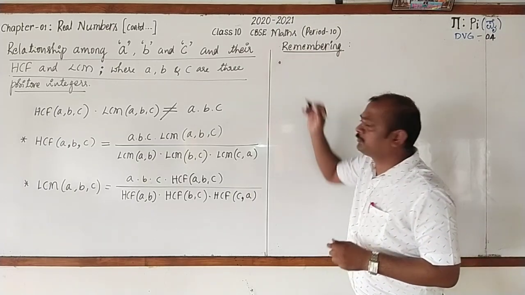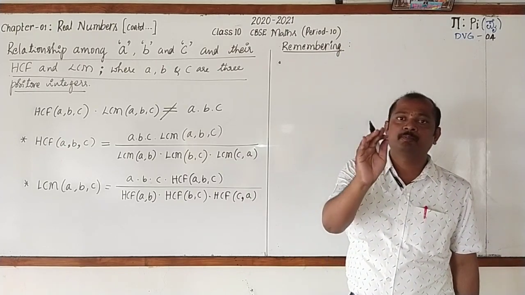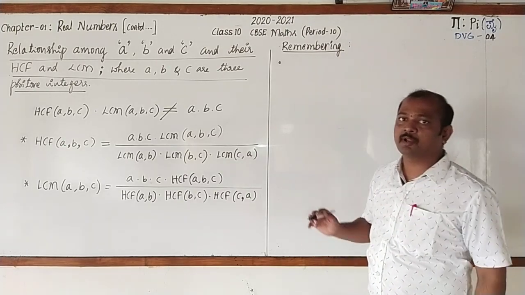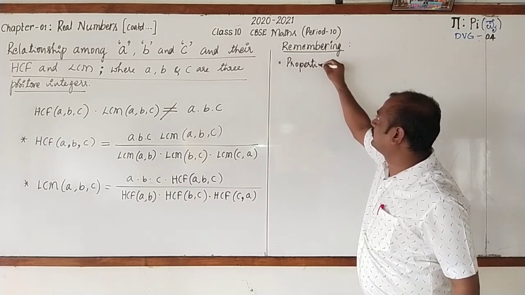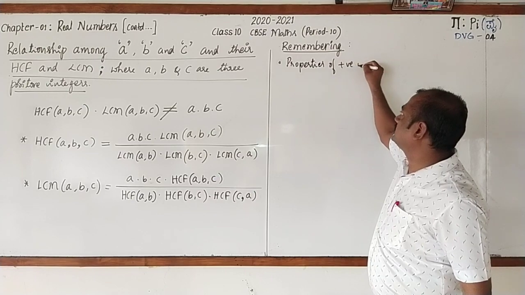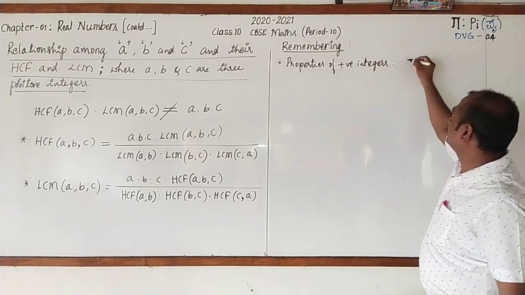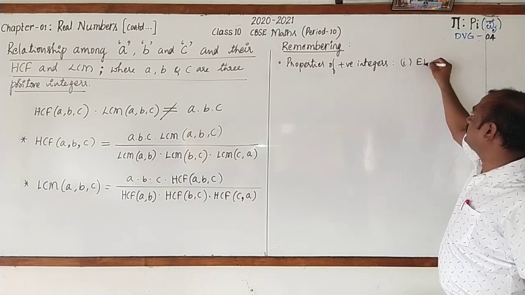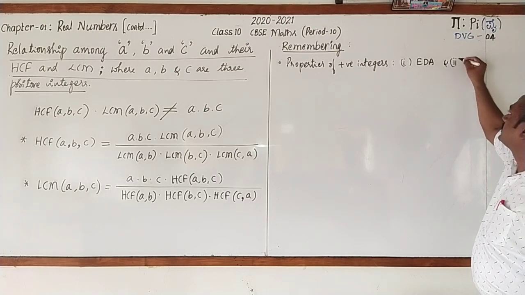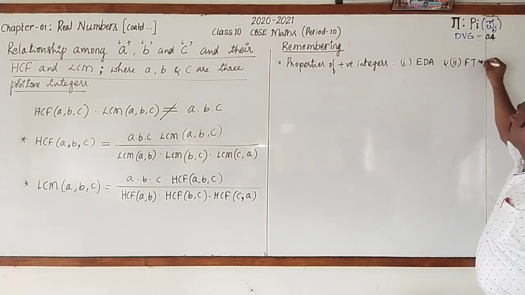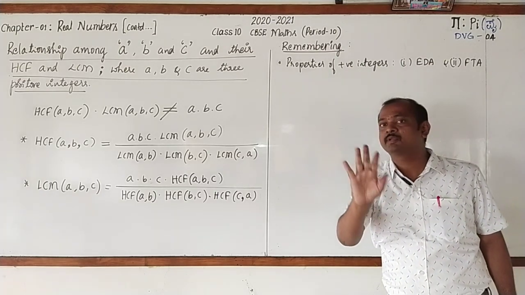Look here, the very first point, we focused on the properties of positive integers. There are two important properties of positive integers. Can you tell what are those? One is Euclid's division algorithm or lemma, and another one is the fundamental theorem of arithmetic. Both the statements are very important. You must learn that.